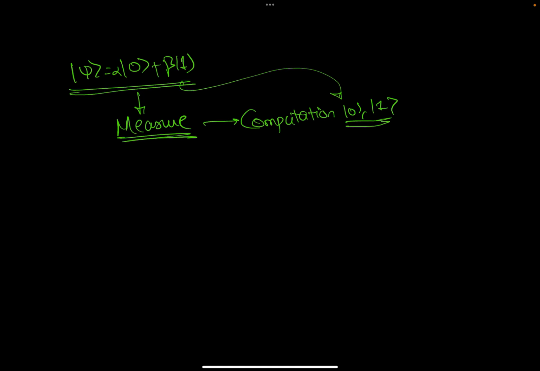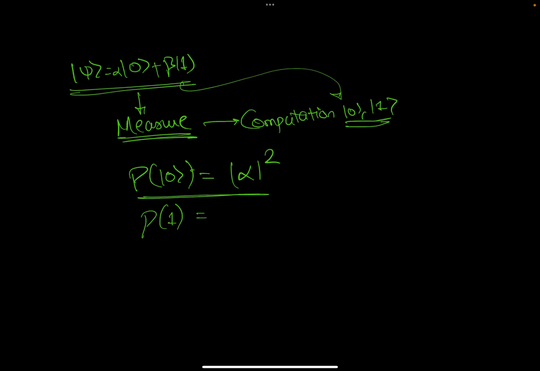Now, can we say beforehand whether it will collapse to state 0 or state 1? The answer is we cannot say. We can just give the probabilities that it will collapse to. The probability of the qubit collapsing to state 0 is given by the mod of alpha squared. Because alpha is a complex number, the modulus of the complex number squared is the probability of getting state 0. And similarly, what is the probability of getting state 1? Because the law of probability says that the sum of probabilities must be equal to 1, the probability of getting state 1 is 1 minus mod alpha squared, or from the equation it's mod beta squared.